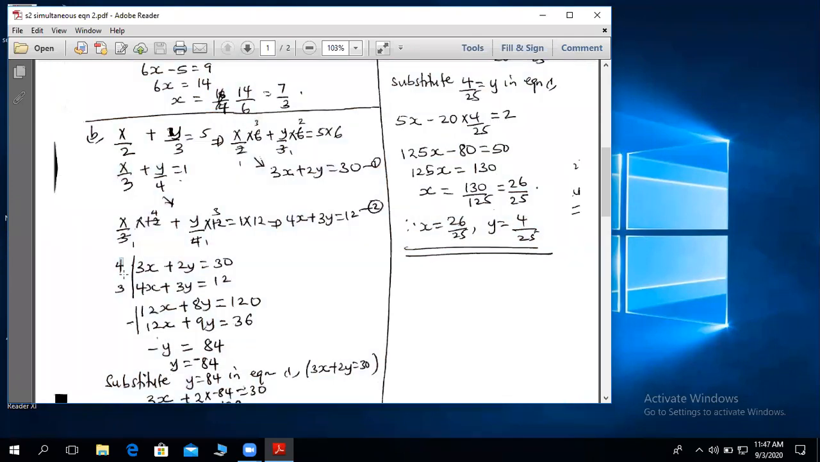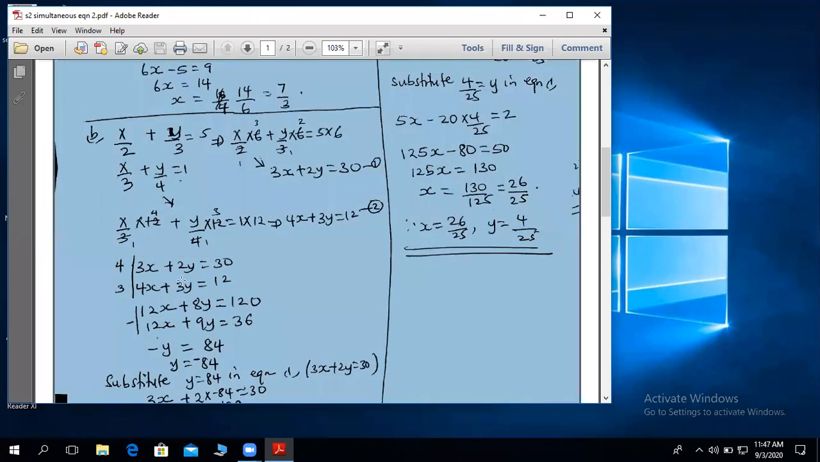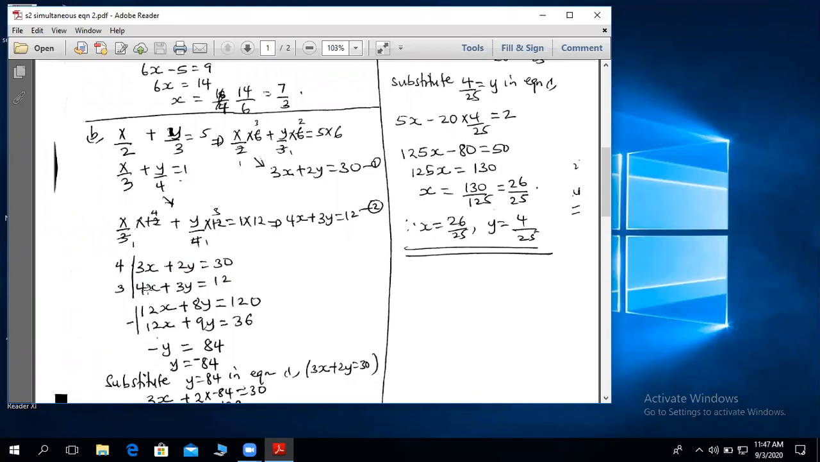So I can now solve my two equations by elimination method. Again, I want to eliminate x. How do I eliminate x? This is the 4, the coefficient of x. I multiply it in equation 1. You can see it. And this is the 3, the coefficient of x. I multiply it in equation 2.